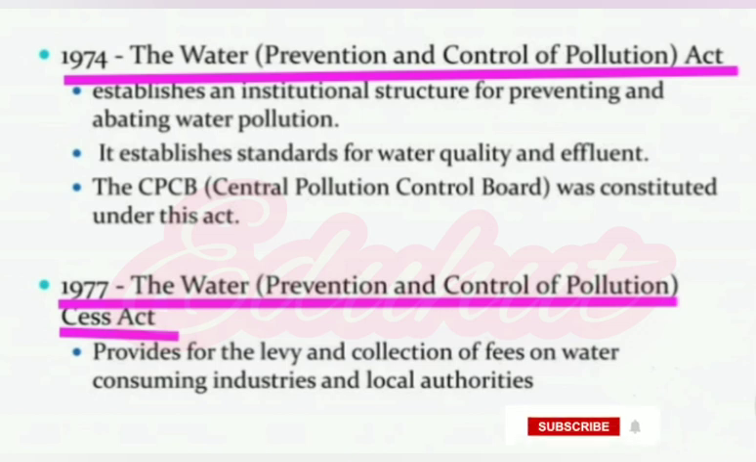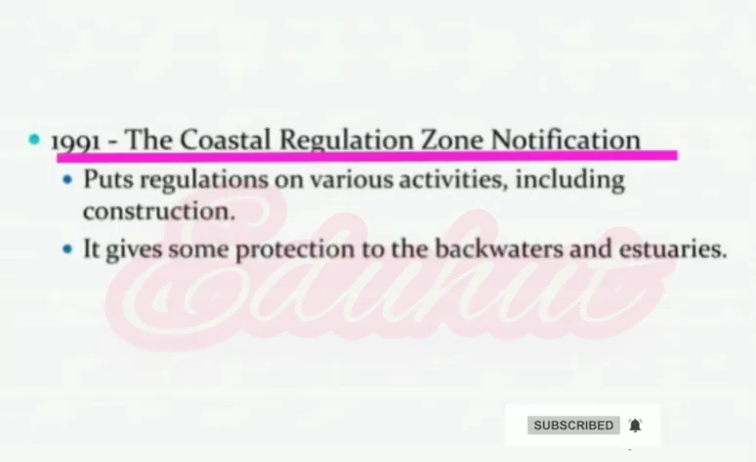1977, the Water Prevention and Control of Pollution Cess Act. It provides for the levy and the collection of the fees on water consuming industries and local authorities. 1991, the Coastal Regulation Zone Notification. It puts regulations on various activities including construction. It gives some protection to the backwaters and the estuaries.